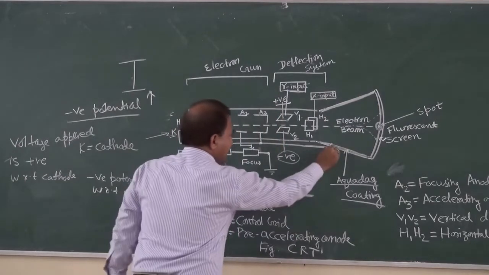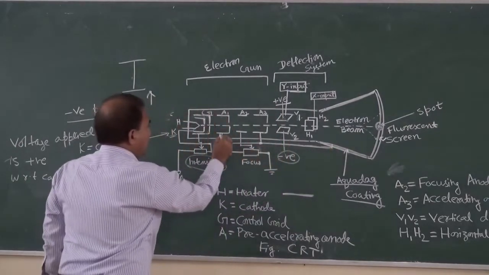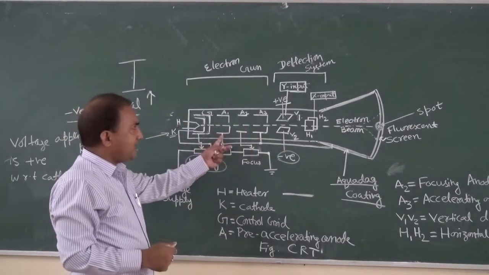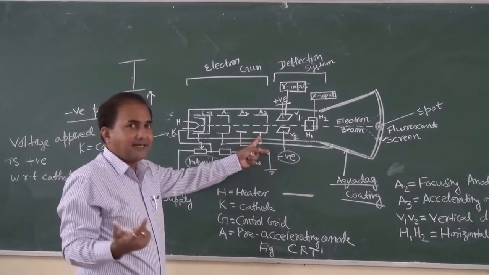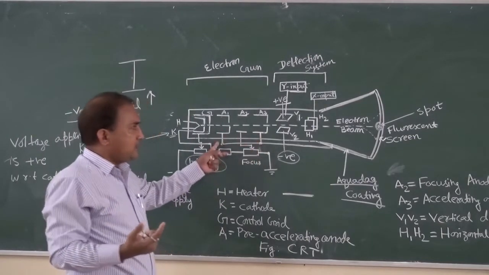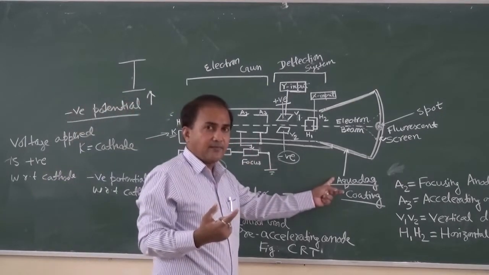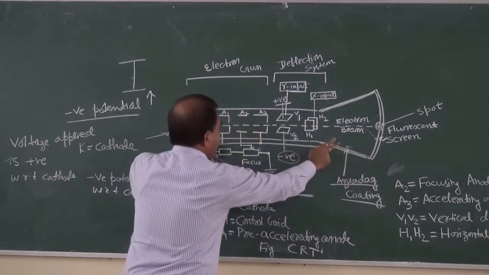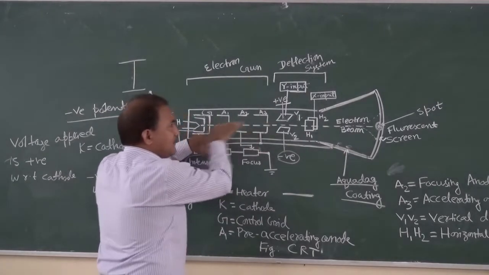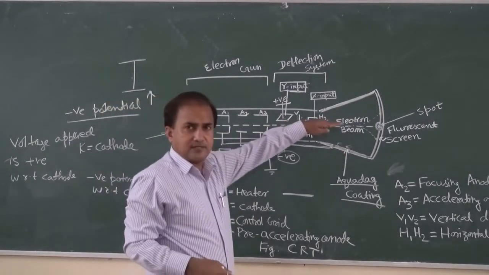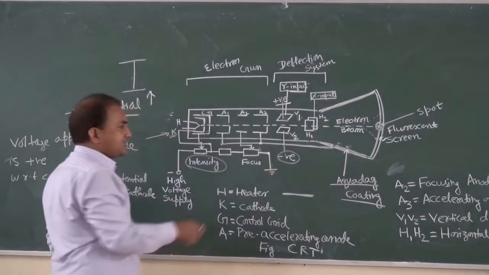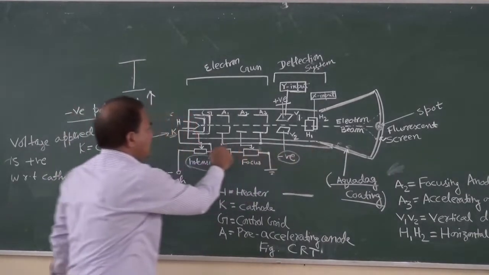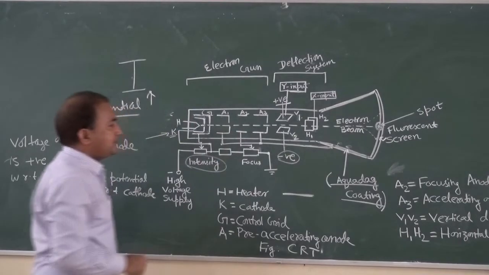The aquadag coating is connected to this anode and this A3 anode. This is the pre-accelerating anode and A3 is the final accelerating anode. It is connected to these two anodes. So what is the function of this aquadag coating? Once some electrons reach here, they go directly to these anodes, and this is used for the flow of electrons. So this is the function of the aquadag coating, and it is directly connected to A1 and A3.